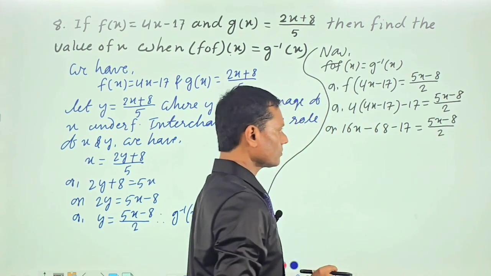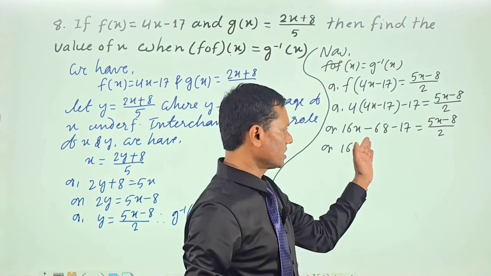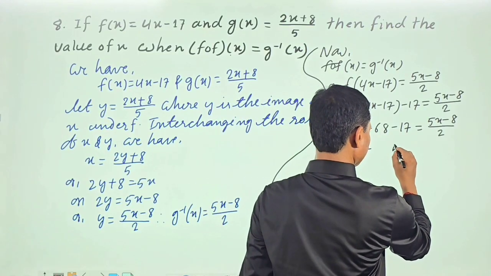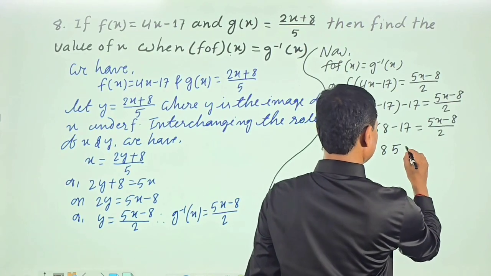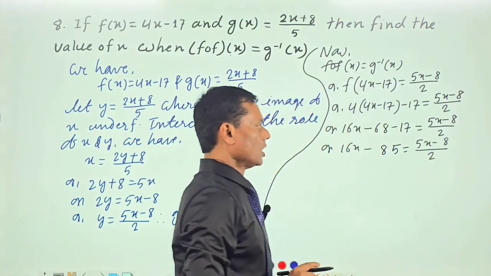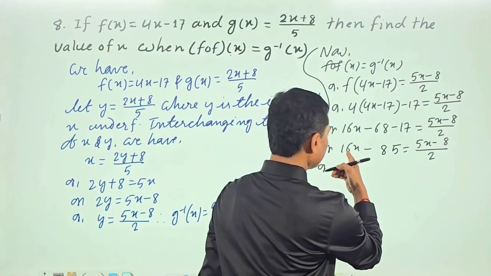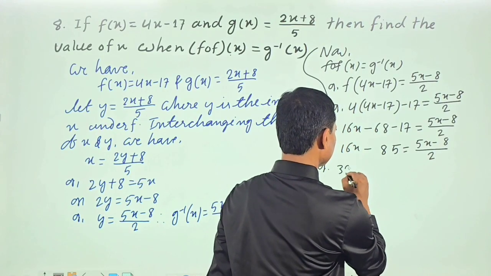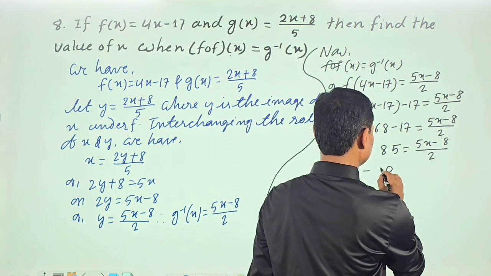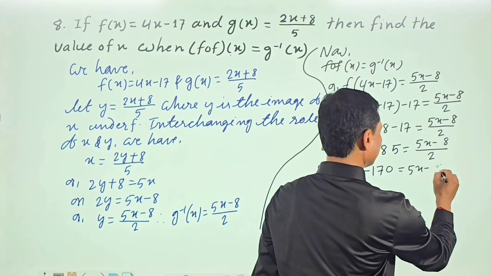Have a look here. After that is 16x. So 68 and 17, just we are going to add them, isn't it? That is 85. That is equals (5x minus 8) by 2. Now let's do the cross multiplication here. That is 16 into 2, that is 32x, minus 85 into 2, we are just going to multiply, 170, that is equals 5x minus 8.